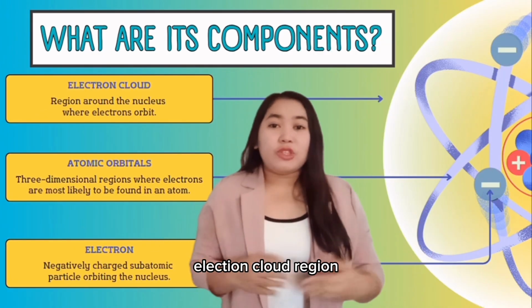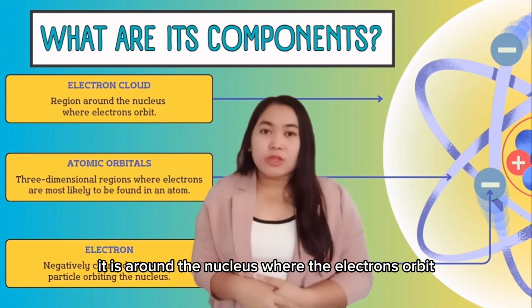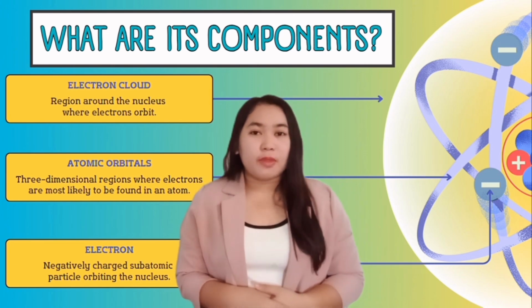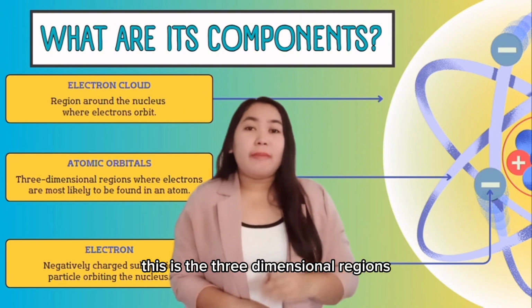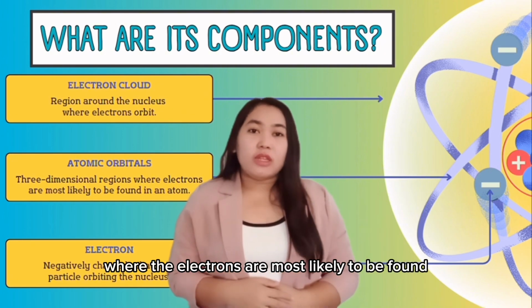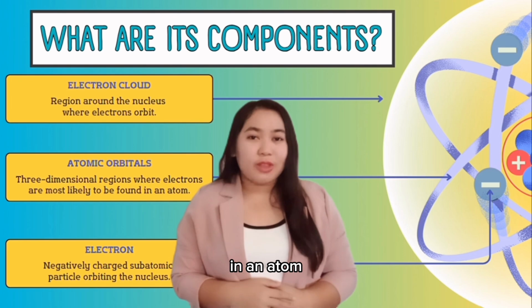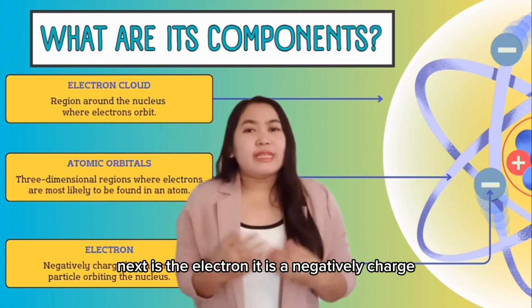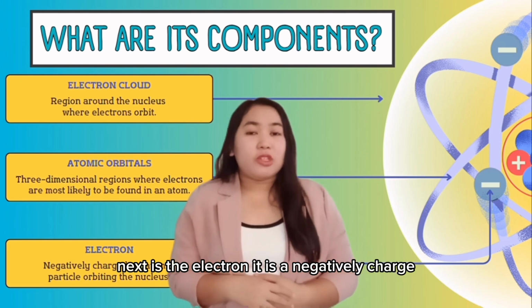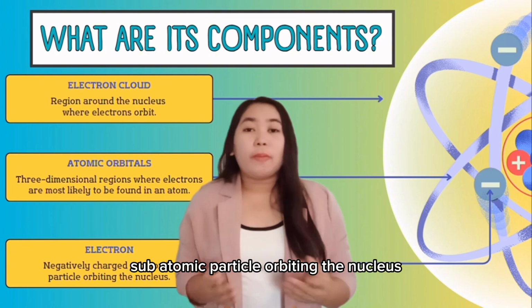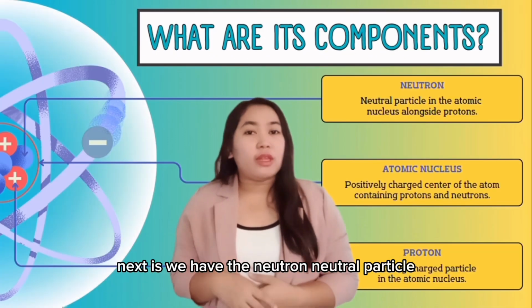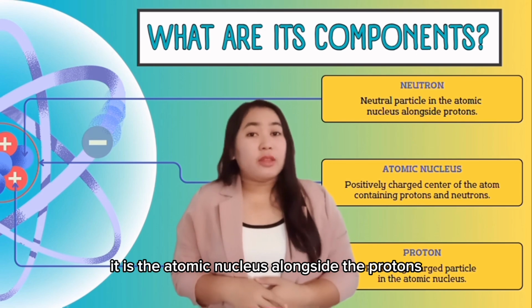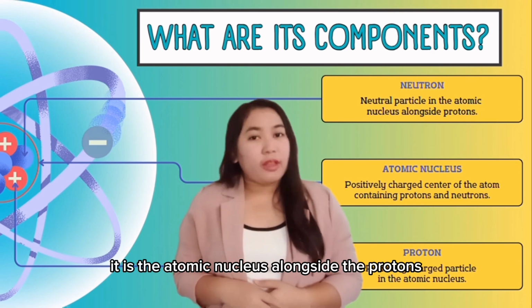Electron cloud region. It is around the nucleus where the electrons orbit. Next is the atomic orbitals. These are the three-dimensional regions where the electrons are most likely to be found in an atom. Next is the electron. It is a negatively charged subatomic particle orbiting the nucleus. Next we have the neutron, a neutral particle. It is in the atomic nucleus alongside the protons.